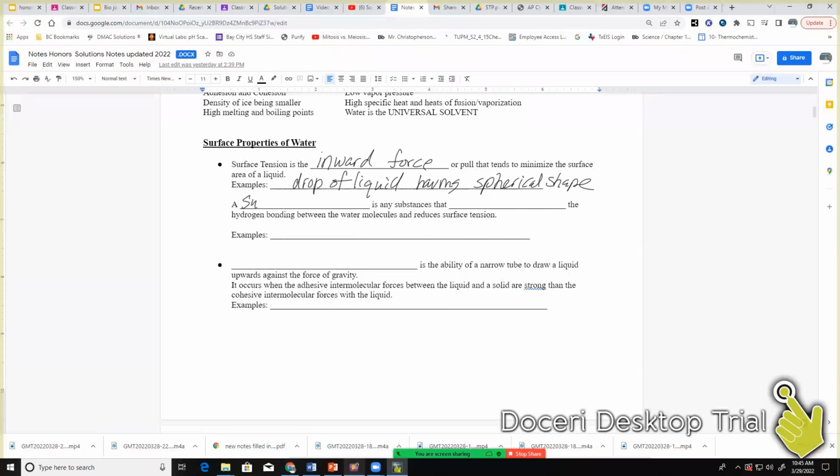If you have a surfactant, that's any substance that interferes with the hydrogen bonding between the water molecules and reduces the surface tension. So if you have something that's dirty and you add soap to it, because soaps are surfactants, it'll interfere with that hydrogen bonding, and then it can surround that dirt particle and cause it to be washed out whenever you start rinsing it. So examples of these would be soaps and detergents.